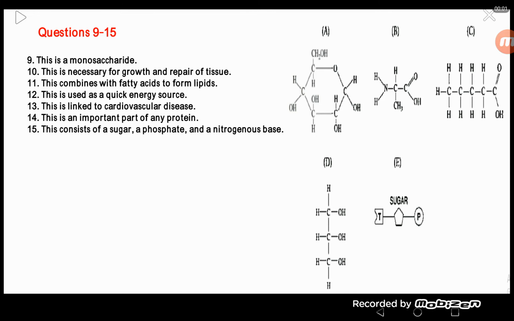So guys, as you see, we have all of these structures. Before reading the questions, we have to know what those structures are. As I told you before, this is glycerol. It's an alcohol. It has an alcohol structure.